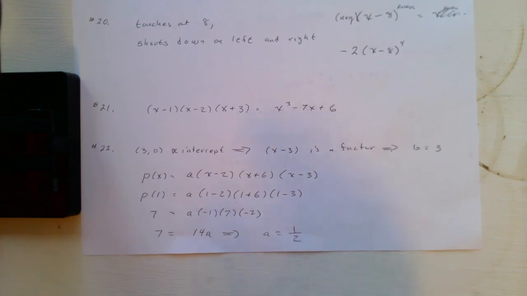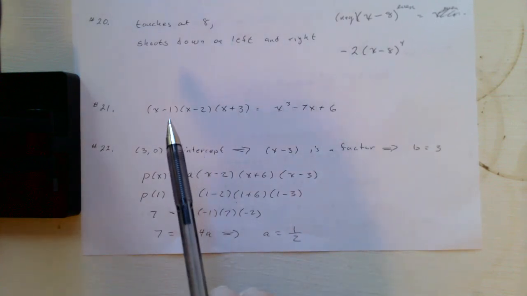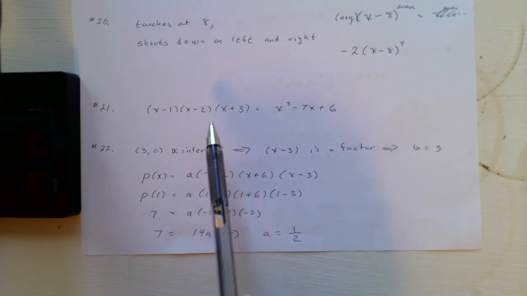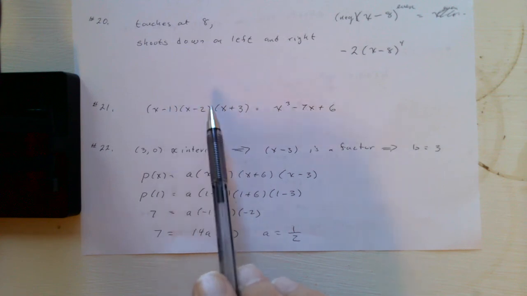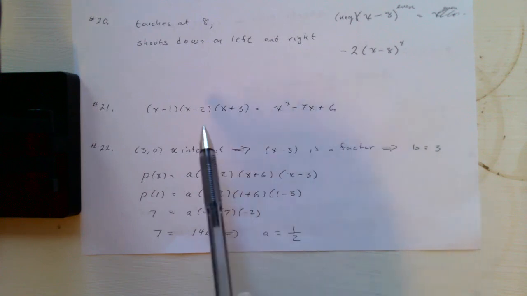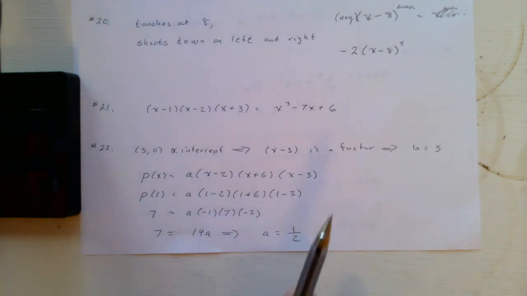All right, number 21, this was just about being given a polynomial where the intercepts are 1, 2, and negative 3, crossing everywhere. So you just write x minus 1, x minus 2, x plus 3, and multiply this out very carefully. If you do that, you'll see the x squared terms cancel out.